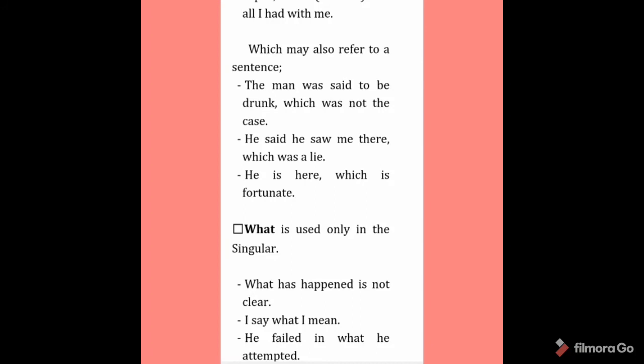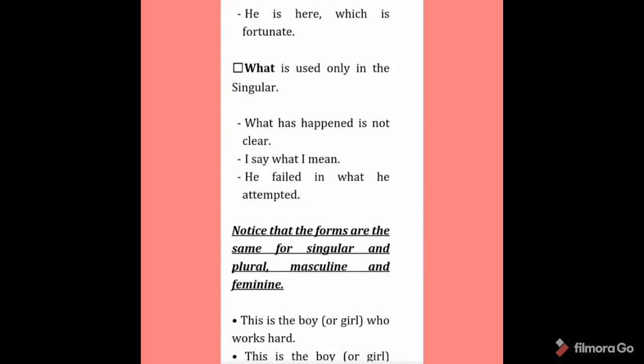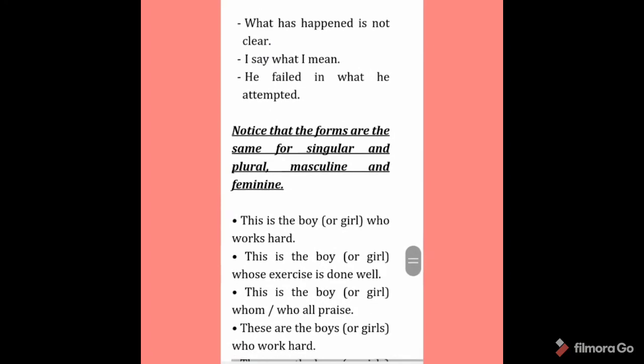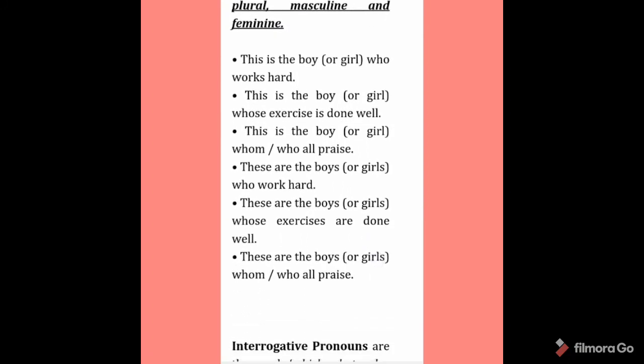What is used only in the singular. For example, what has happened is not clear. I say what I mean. He failed in what he attempted. Notice that the forms are the same for singular and plural, masculine and feminine. This is the boy or girl who works hard. This is the boy or girl whose exercise is done well.